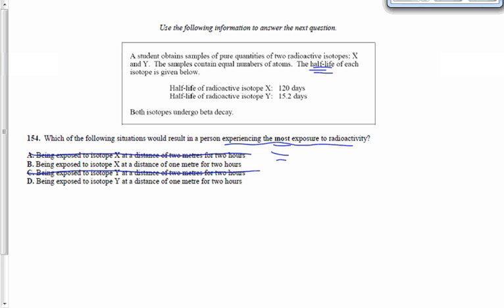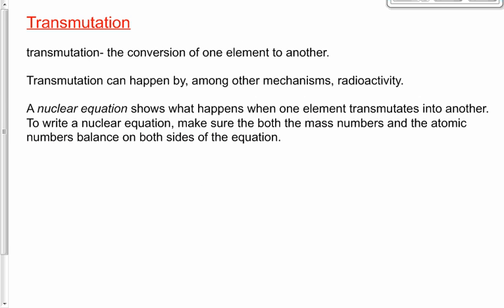If it has a short half-life, it means it decays faster. If it has a long half-life, it means it decays slower. Which is going to give you a higher exposure, if it decays faster or slower? Faster. Okay, so Y is going to be the one that decays faster. Y is going to give you the higher exposure. D is going to be the correct answer for that question, right? All right, let's move on here.